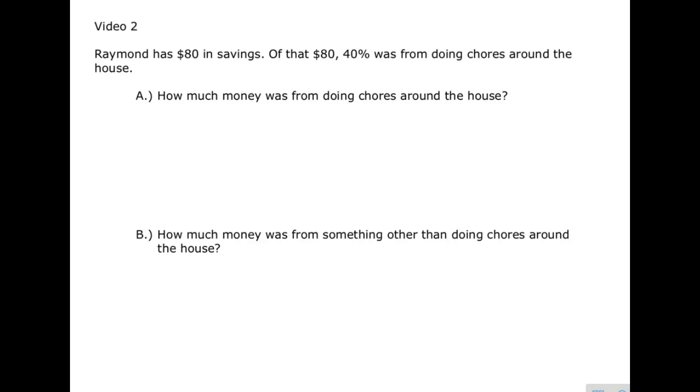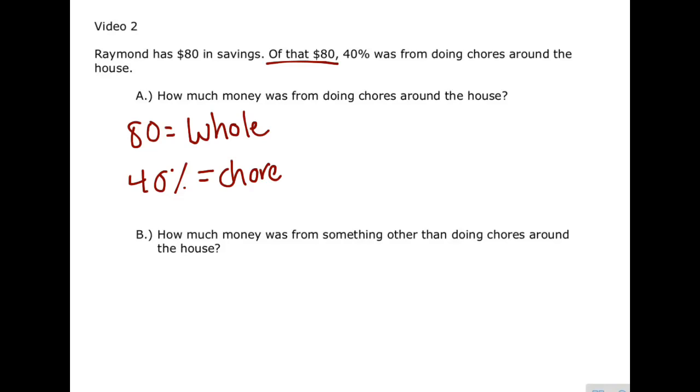Raymond has $80 in savings. Of that $80, 40% was from doing chores around the house. How much money was from doing chores around the house? So $80 in savings, that's his total, or his whole thing. Of that 80, so of that total, 40% was from doing chores. That's the chores, or the percentage. How much money was from doing chores around the house?